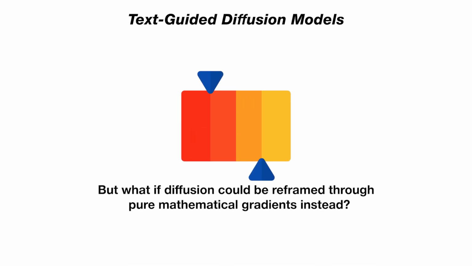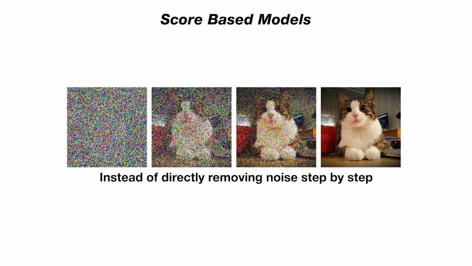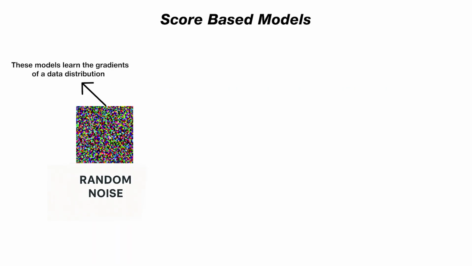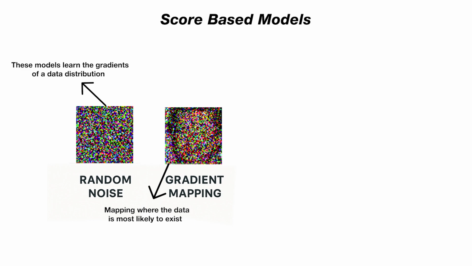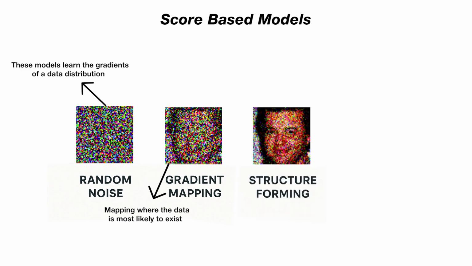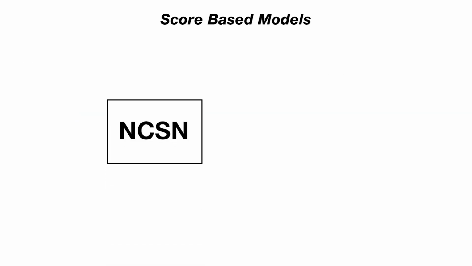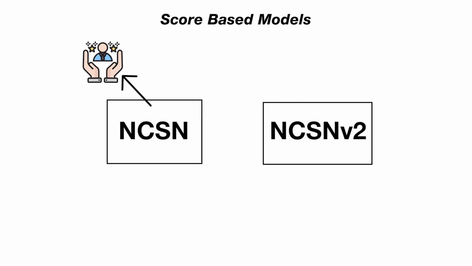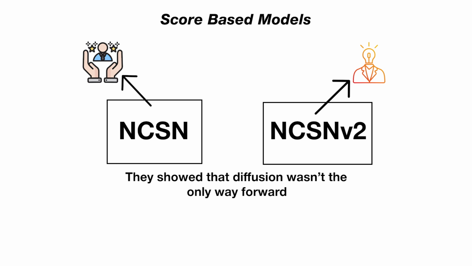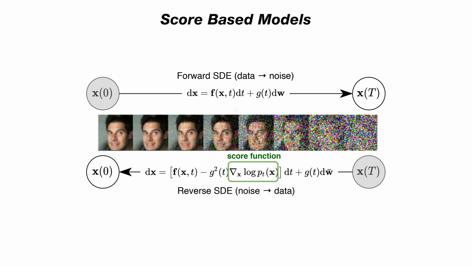But what if diffusion could be reframed through pure mathematical gradients instead? And next up, that's the idea behind score-based models. Instead of directly removing noise step by step, these models learn the gradients of a data distribution, essentially mapping where the data is most likely to exist. By following these gradients, the system reconstructs realistic samples. Early versions like NCSN and its improved successor, NCSN v2, pioneered this approach. They showed that diffusion wasn't the only way forward. You could reach similar results through gradient-driven processes with strong theoretical underpinnings.